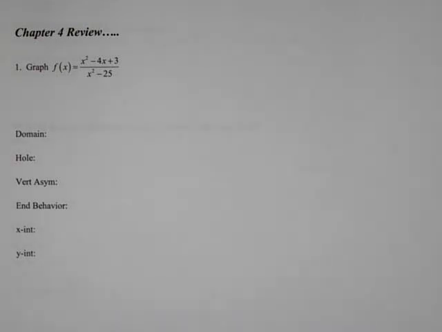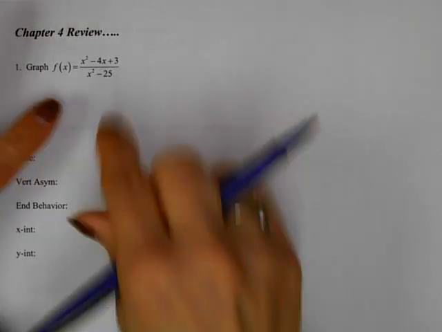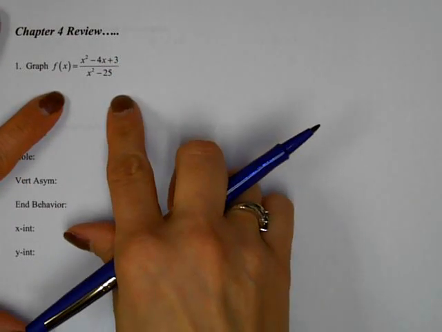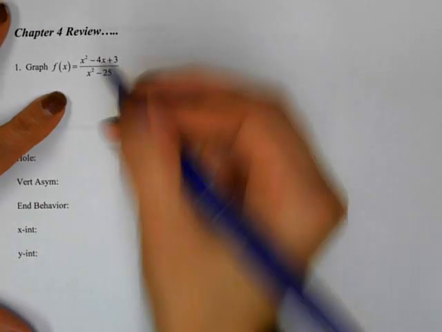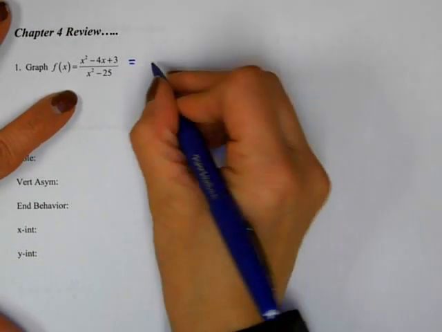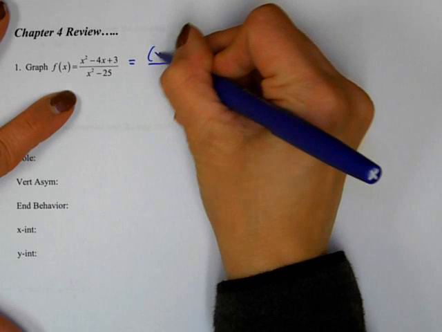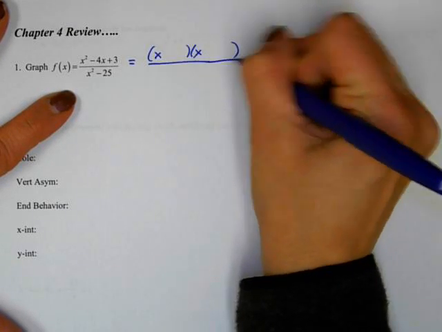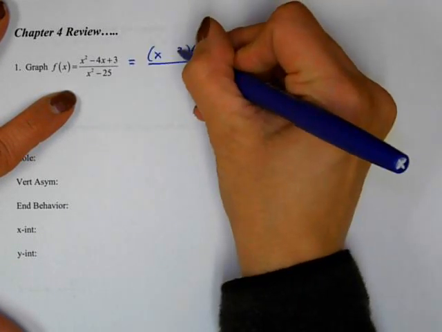Let's do a quick review of the topics learned in Chapter 4. So one of the things we learned to do was to graph a rational function. Something we should always do is factor, of course. So the numerator is going to factor into two binomials. Say we're going to have a 3 and a 1, right?